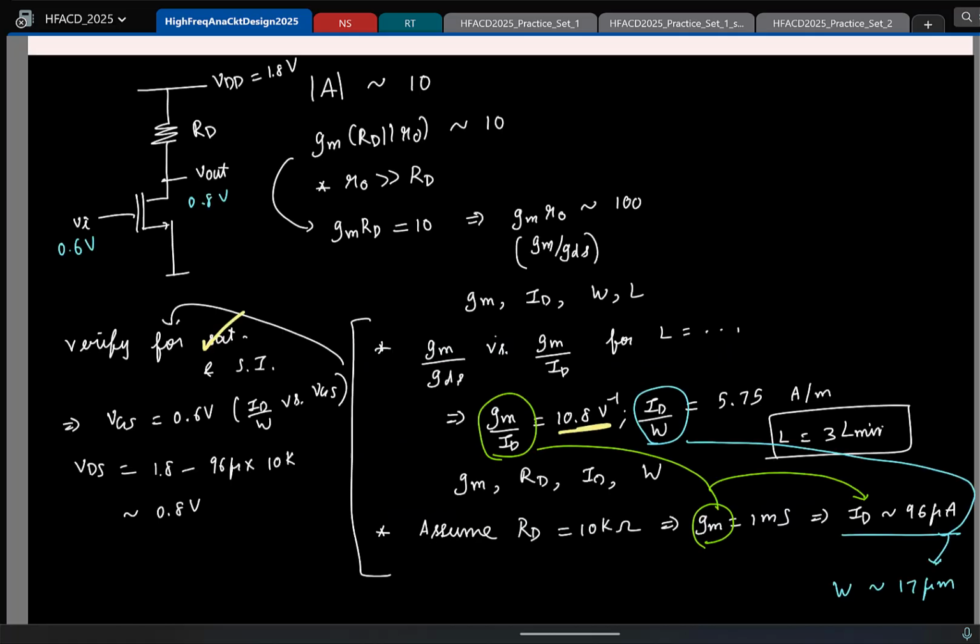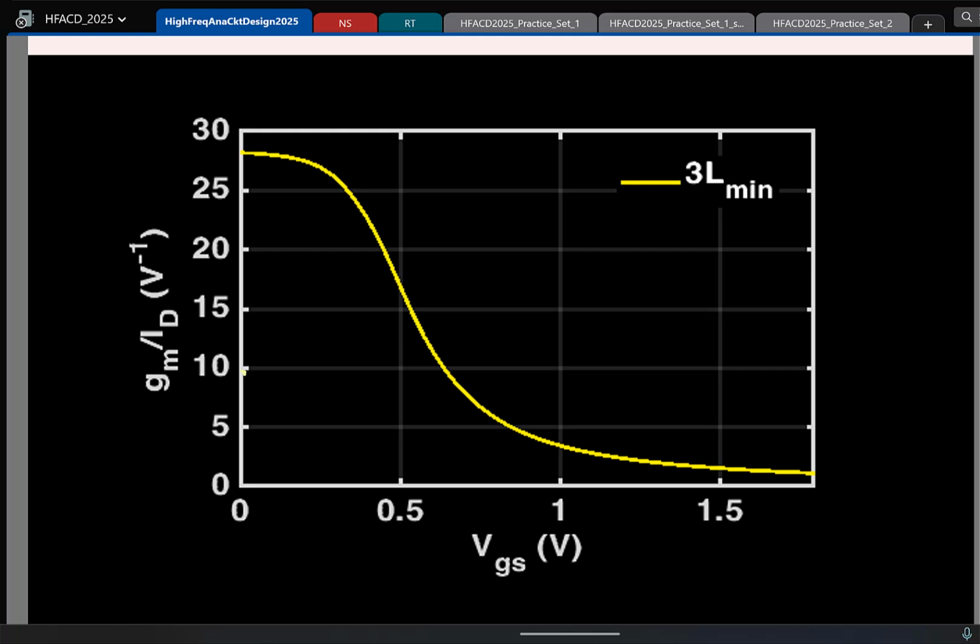Gm by Id was 10.8. So 10 is here, 10.8 is somewhere here. So it is nicely in the slope region. So we can guarantee that it is in strong inversion. Whereas if you had found your Gm by Id to be lying somewhere here, then it is more and more towards weak inversion. So this is something to always keep in mind. Make sure that after designing for small signal parameters, verify the operating point and ensure that it is in strong inversion and in saturation.